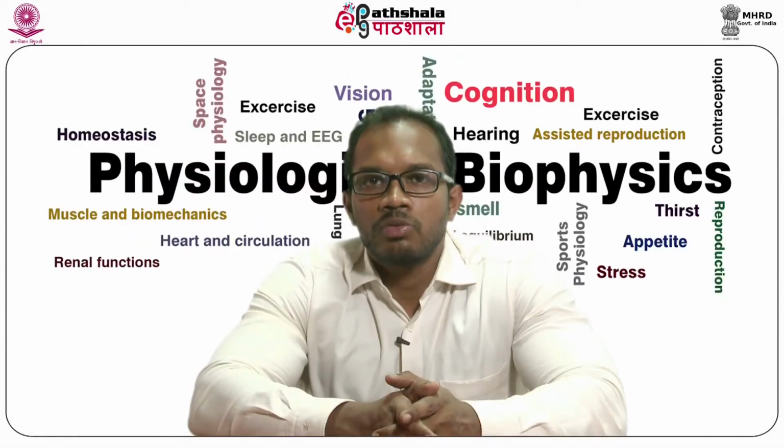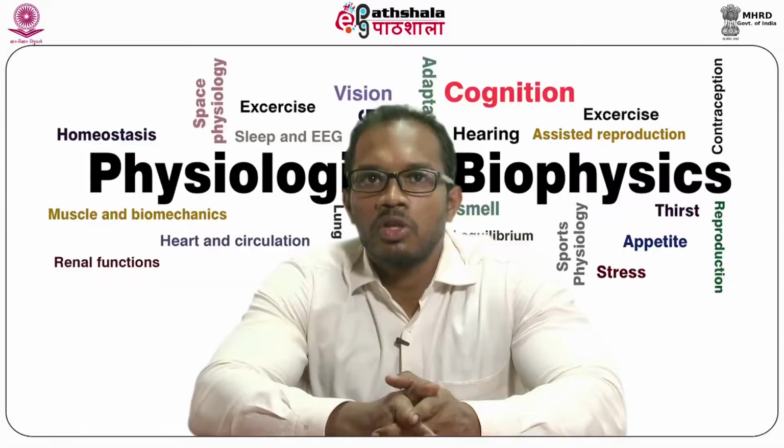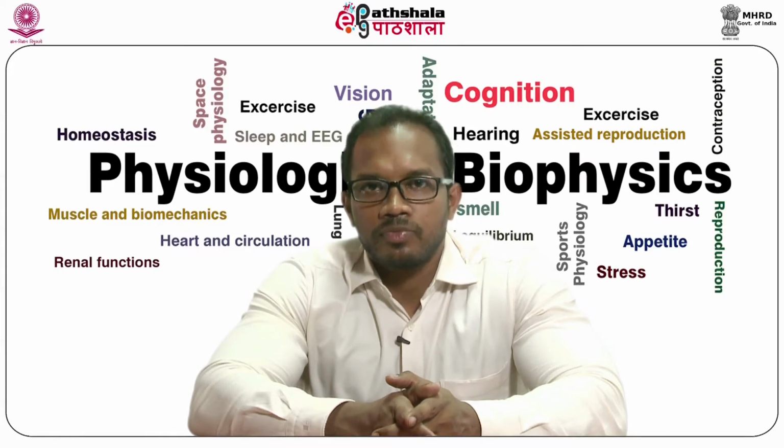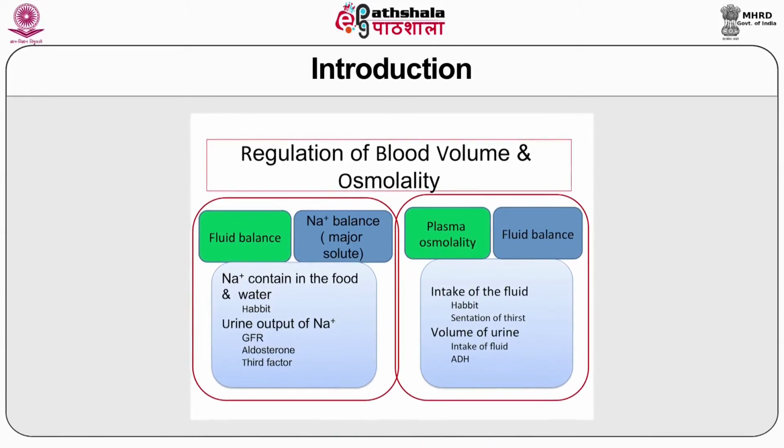Now we have finished the first part, that is the physiology of the renal system. Now we are going to discuss the regulation of blood volume and osmolarity. The overview of this part will be, first of all, what is effective circulatory volume, then what are the effector pathways that regulate plasma osmolarity, and the osmoreceptor effector pathway. The body fluid in our body is maintained by maintaining sodium balance.